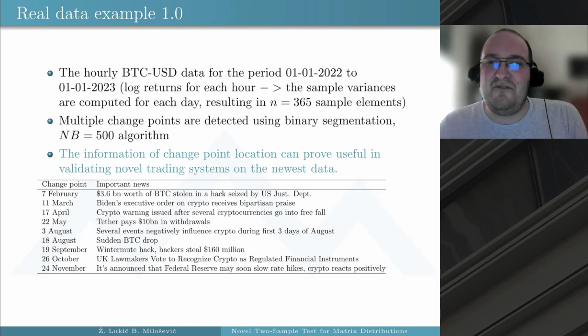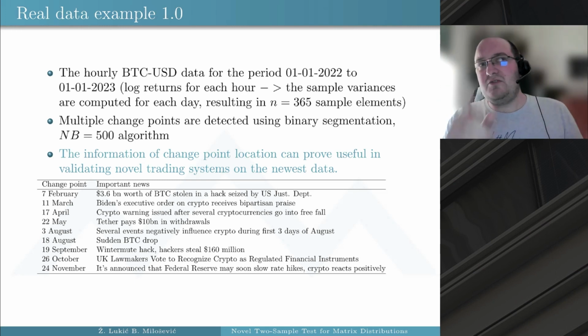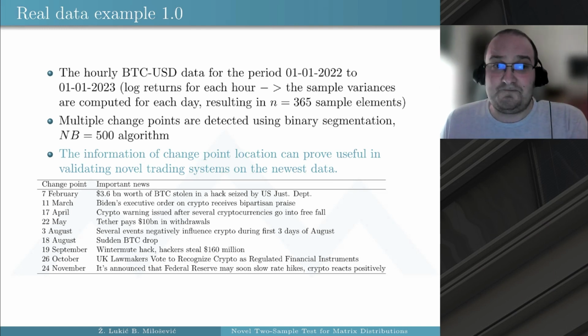So we have one year of Bitcoin data, which hasn't been analyzed in financial literature. This is the data for the last calendar year, and we have used hourly data. For each hour, we compute the log returns of the close price, and then we compute the sample variances for each day. So you have 24 hours, and then you compute your sample variance. And then you have 365 sample elements.